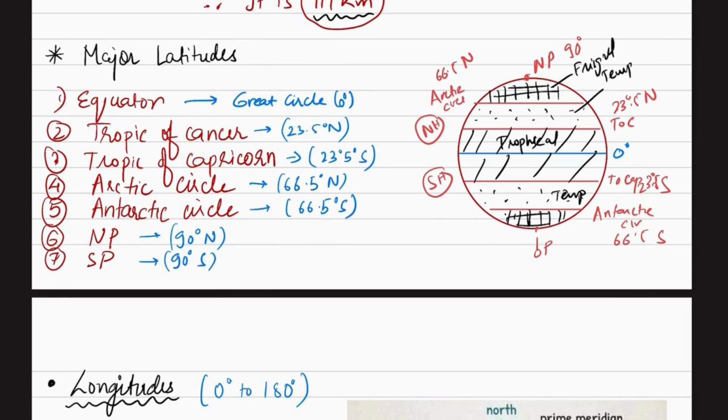So equator हो गया. I mean, the next line is the Tropic of Cancer, which is 23.5 degree north, and the other line is Tropic of Capricorn, which is in the southern part, which is 23.5 degree south. Arctic Circle है जो 66.5 डिग्री नॉर्थ में है, एंड एंटार्क्टिक सर्कल है जो 66.5 डिग्री साउथ में है, and the north pole and the south pole is 90 degree north and 90 degree south. These are the latitudes.